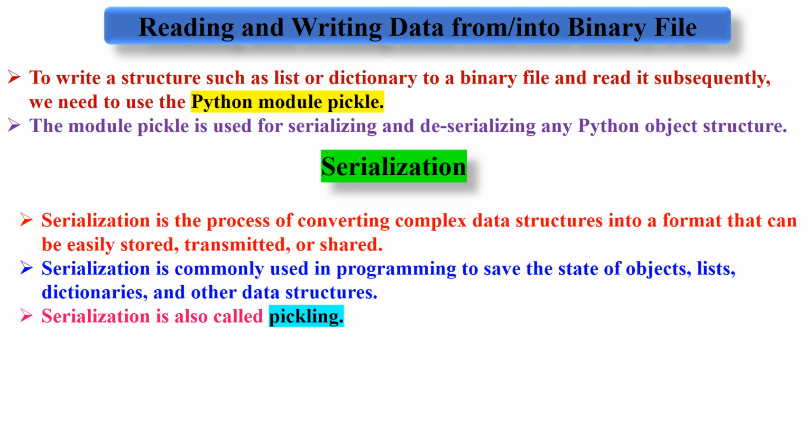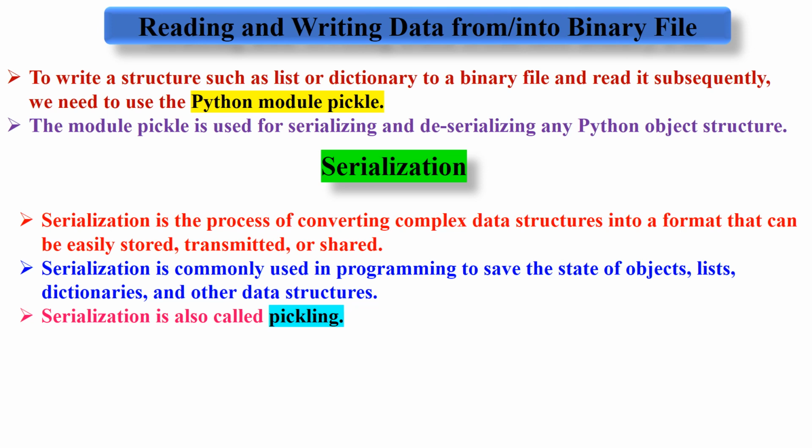So, what is serialization? Serialization is the process of converting complex data structures into a format that can be easily stored, transmitted, or shared. Serialization is like turning your favorite toy into a picture so you can put it in a box, send it to a friend, and they can use the picture to make the toy look exactly the same again.